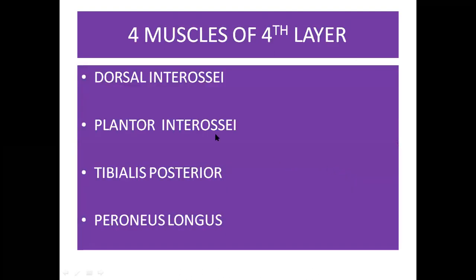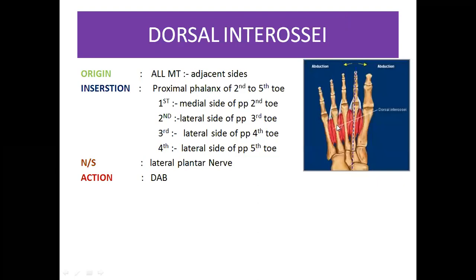Last layer, we have fourth layer: dorsal interossei, plantar interossei, tibialis posterior and peroneus longus. So dorsal interossei, origin is adjacent sides of all metatarsal bones and insertion is proximal phalanx of the second to fifth toe. First is going on the medial side of the proximal phalanx of second toe. Second is going to the lateral side of the proximal phalanx of third toe. Third is going to the lateral side of the proximal phalanx of fourth toe and fourth one is going on the lateral side of the proximal phalanx of fifth toe. Nerve supply is lateral plantar nerve and it helps in abduction.